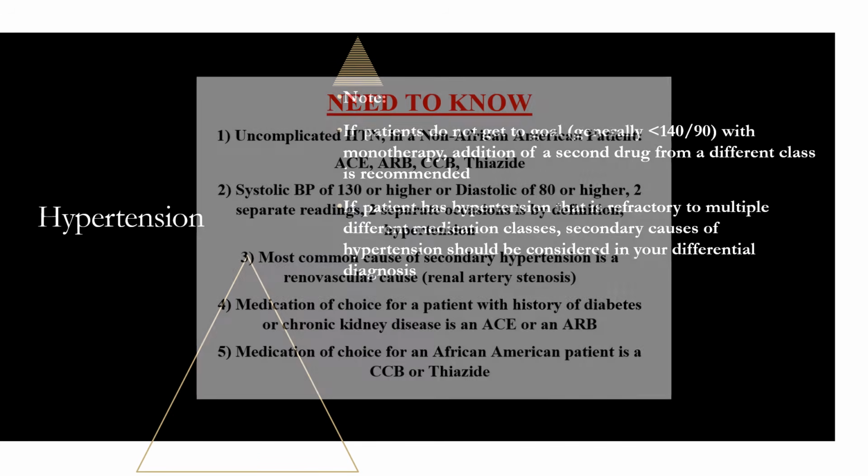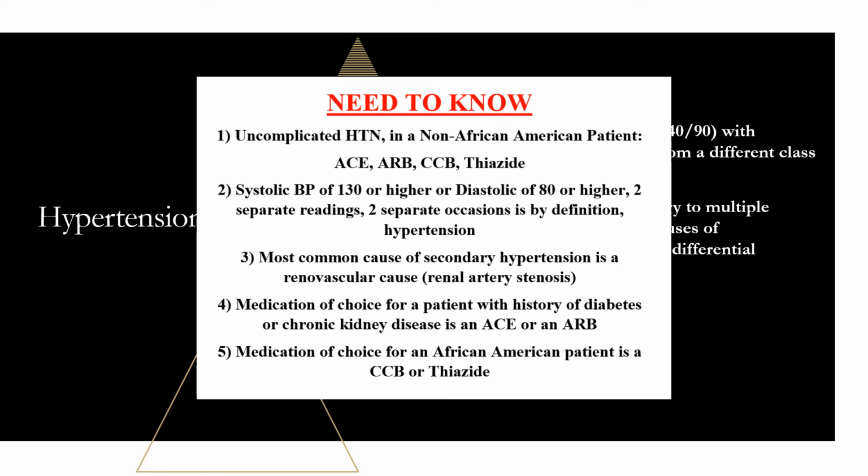So those are just some side notes. These are the things that I really feel like you need to know. If you're going to take away 5 points from this, you forget everything else, remember these, and you should be okay. So uncomplicated hypertensive patient, non-African American, you're going to use your 4 classes. Remember that: ACEs, ARBs, calcium channel blockers, thiazides. Systolic blood pressure of 130 or higher, or diastolic of 80 or higher, on 2 separate readings on 2 separate occasions, is by definition hypertension. That's really the numbers you need to remember.